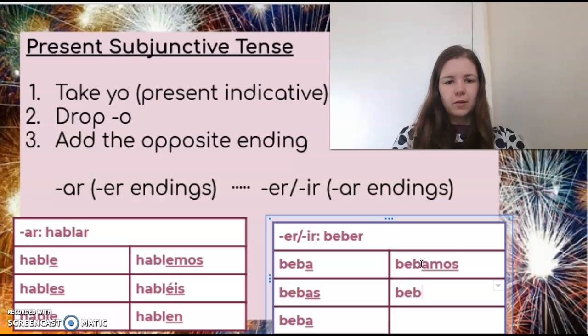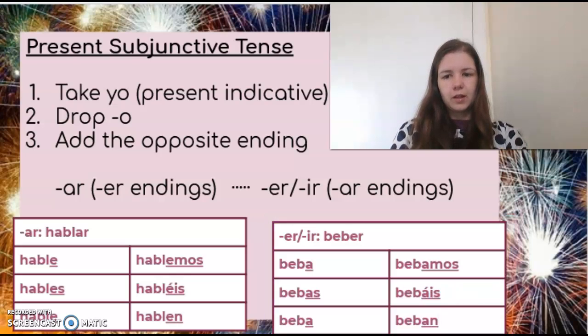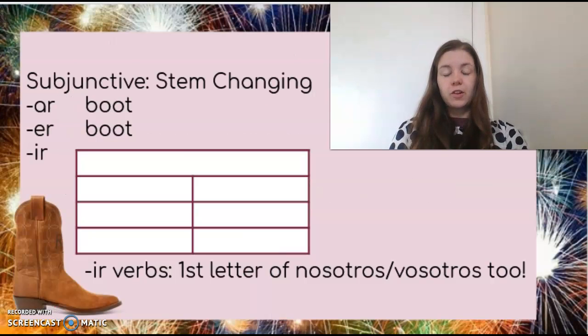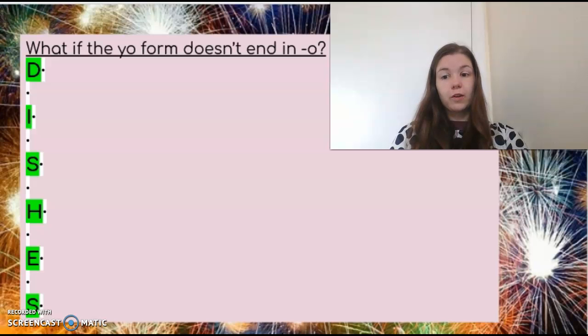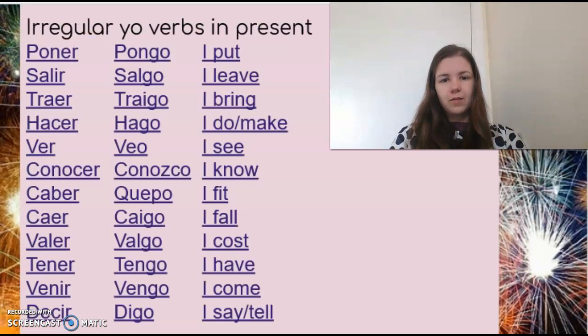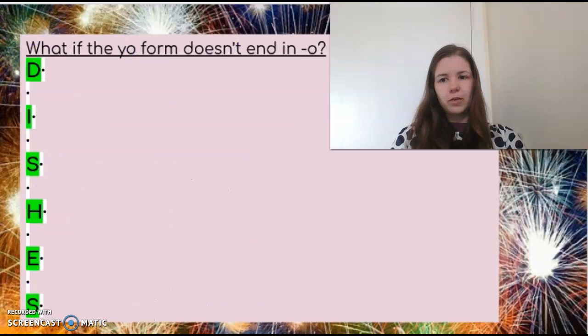So really the main difference between this and the normal present tense in terms of conjugations is that I'm using the opposite endings from what we typically do in the present, and then yo doesn't end in O anymore. I'm going to go through some irregulars with this, like how to do stem changing in this tense. Stem changing is like the E to IE and O to UE. I'll go through some spelling changes, we'll have car, gar, zar verbs again. What if the yo form doesn't end in O, and then the irregular yo verbs in the present tense.